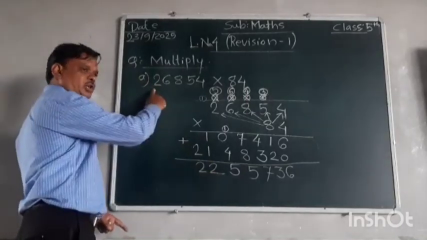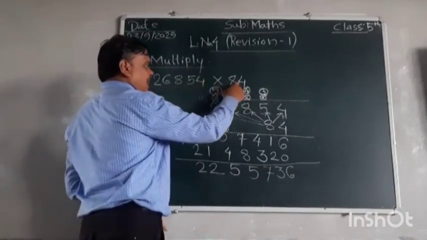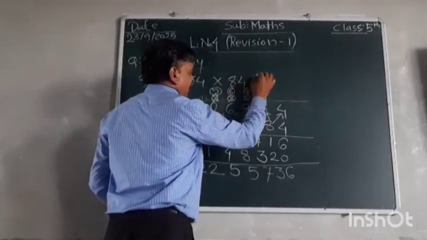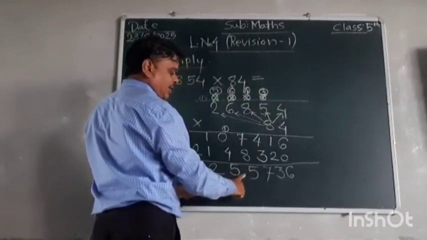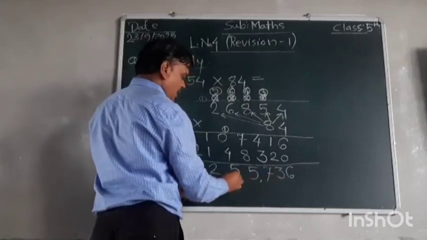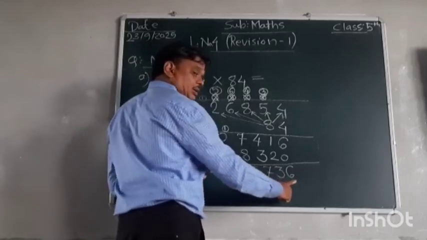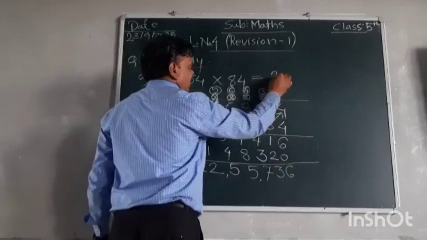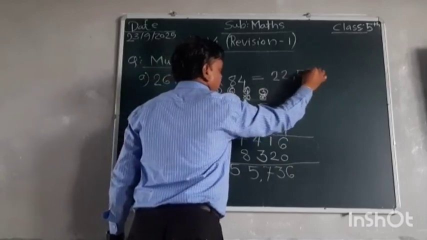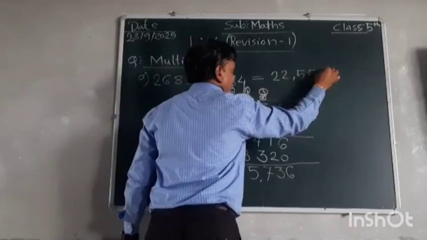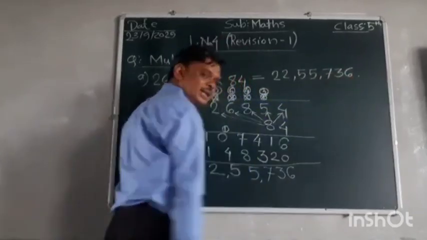So you have the question 26,854 multiplied by 84. Here you have to write the answer equals 22,55,736. Understand everyone?